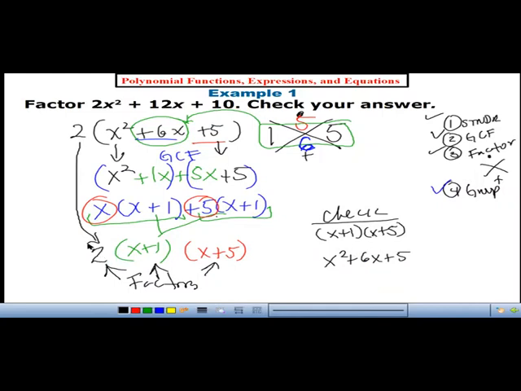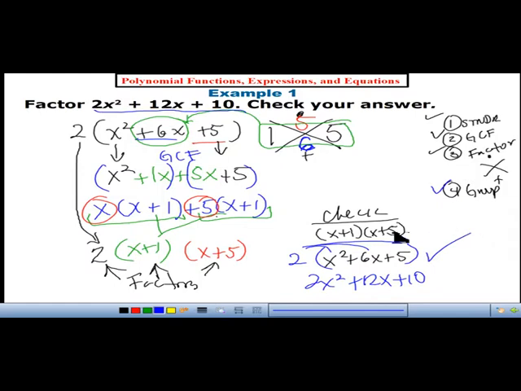Okay, am I done? No. What was the GCF over here? 2. So at the end I need to multiply this times 2. So distribute, that gives me 2x squared plus 12x plus 10. Did we end up with what we started? Yes, check.